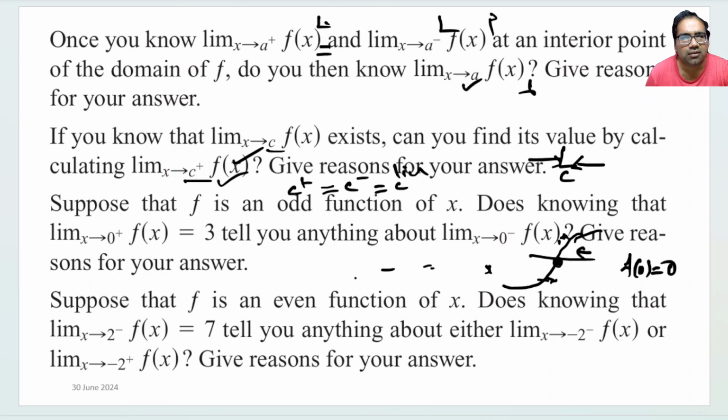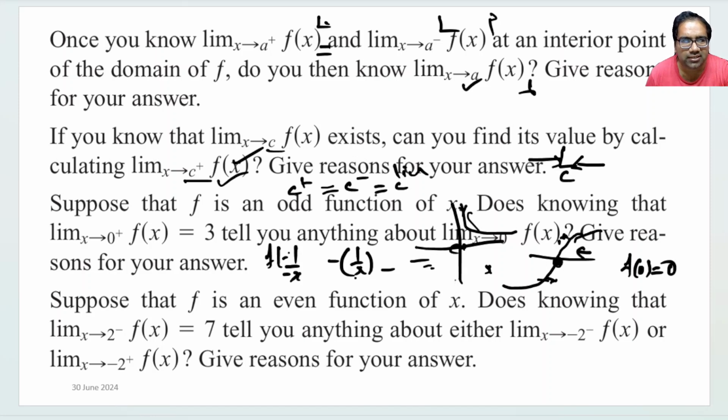So for example, a lot of functions, like this 1 by x. 1 by x is not defined at 0, but still it is an odd function. 1 by 0 is not defined, but still this graph is symmetrical with this graph. 1 by minus x is equal to minus of 1 by x, which is f of minus x equal to minus of f of x. 0 is not there in the domain, but still it's an odd function. So x tends to 0 plus can be 3 and x tends to 0 minus can be minus 3, and still it's an odd function.